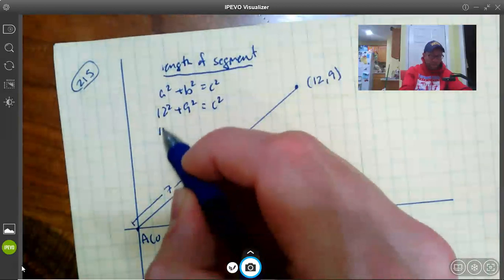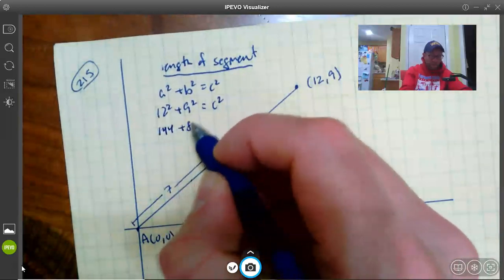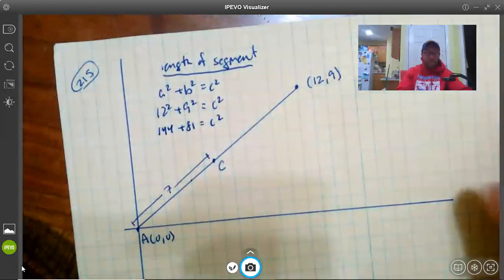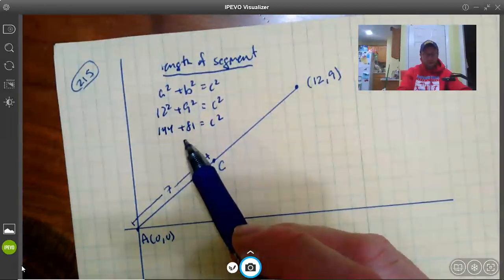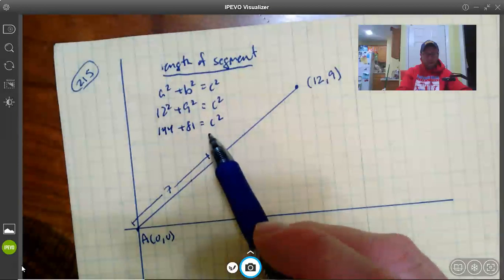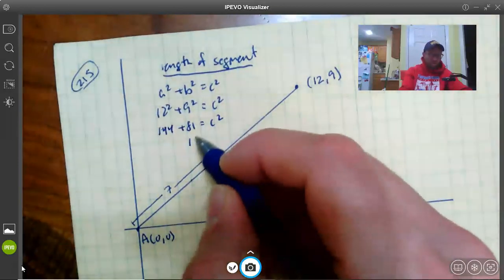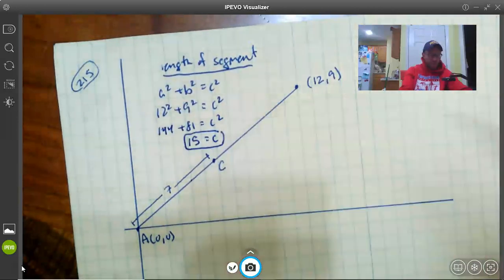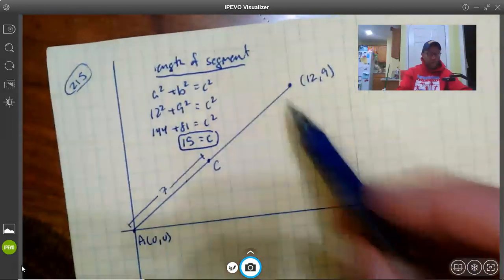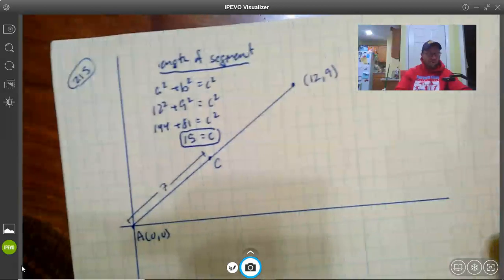Let's see, 144 plus 81. And 144 and 81 is 225, and the square root of 225 is 15. We're just kind of skipping straight there because we're running out of space. So the entire length of this vector is 15 units.